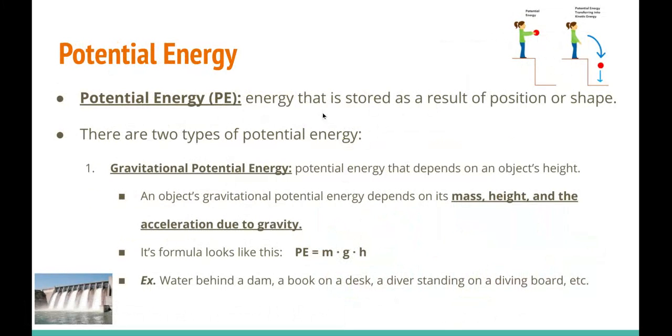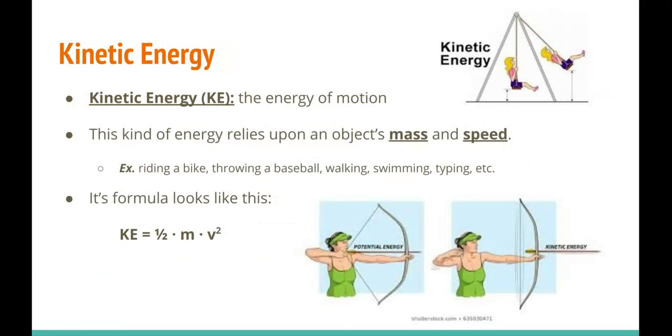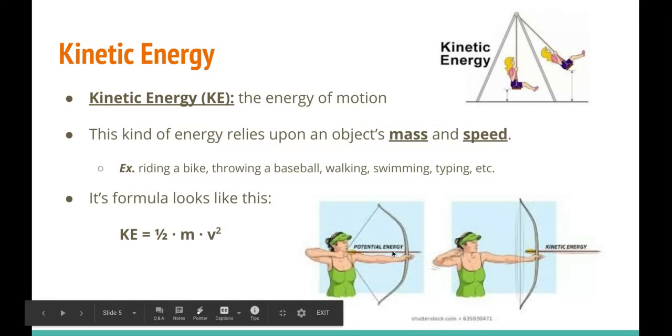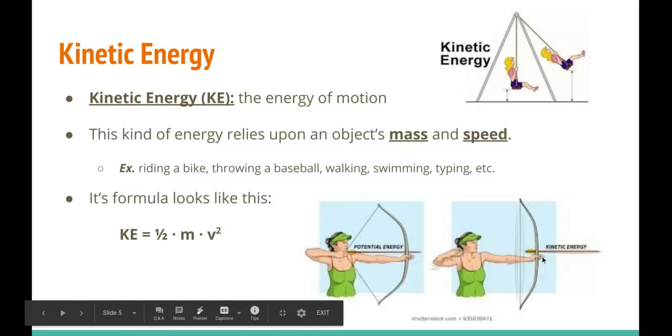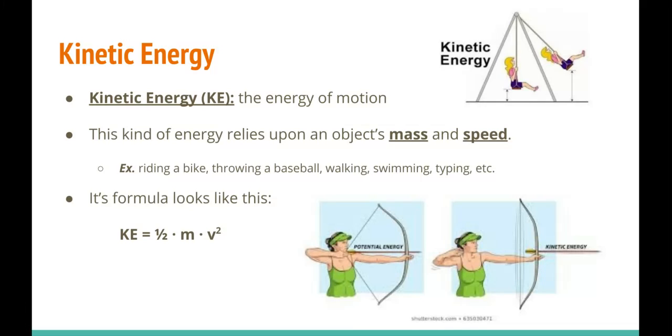So potential energy is the energy that is stored as a result of position or shape. To relate this back to this picture here, we have stored energy. This arrow is not in flight yet, but there's the string that we know is storing all this energy that's going to be released and send it flying. So potential energy is that energy that's being stored, that's ready to be released. The kinetic energy is then the energy used to propel an object into motion.